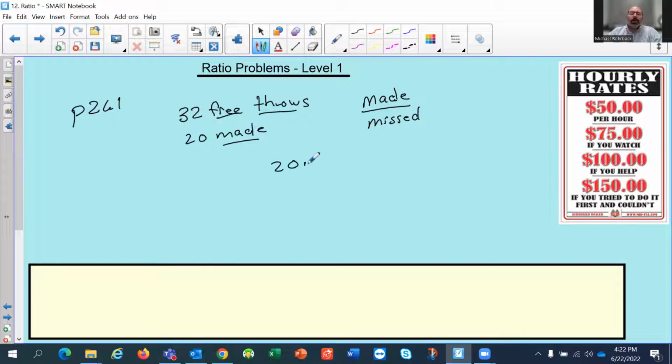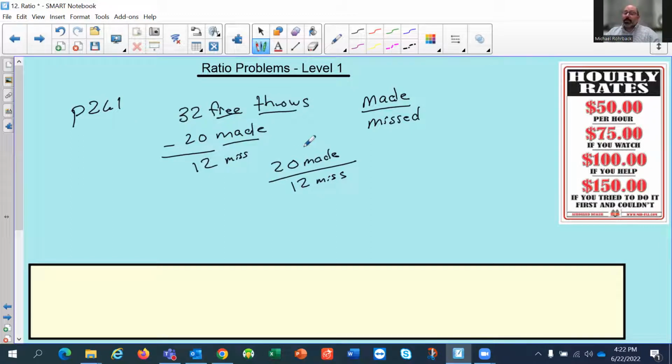So you know that the player made 20 shots. How many did they miss? Well, it didn't tell us, but we can figure it out. If you shot 32 and made 20, you could just subtract that. 32, if they made 20, that means they missed 12 of them. So if they made 20 and missed 12, is that your final answer?